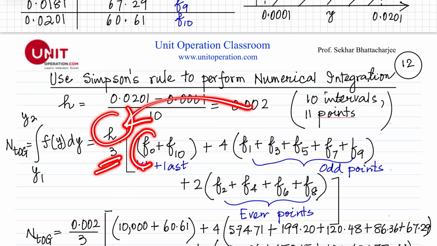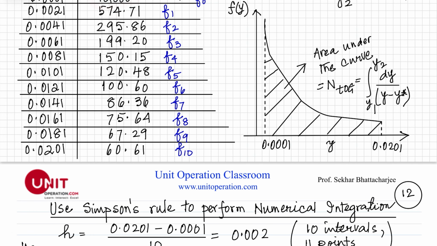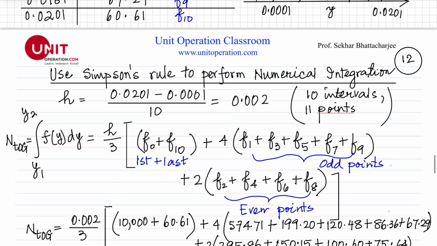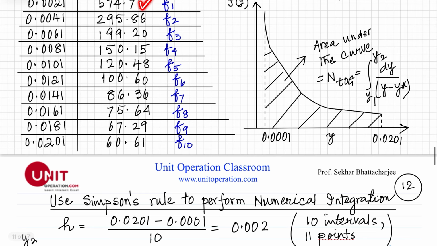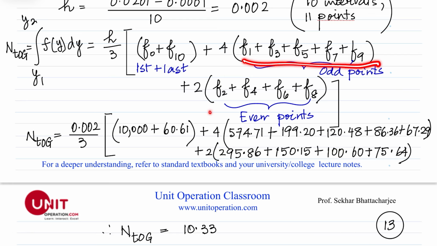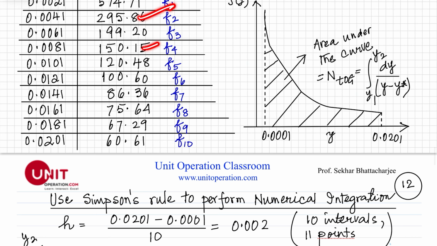So the value of the first and the value of the last: we take these as they are, f0 and f10, first and the last. Then 4 times the values of the odd points, that's f1, f3, f5, f7, f9, and 2 times the values of the even points. So the even points would be f2, f4, f6, f8. We have already taken care of f0 and f10.